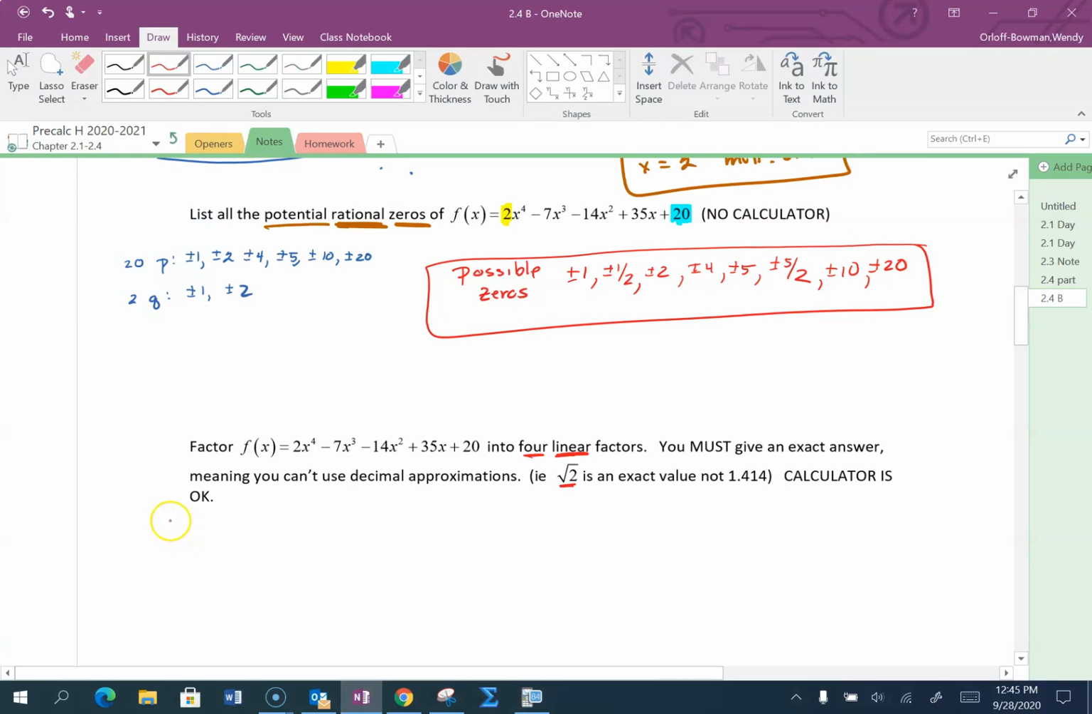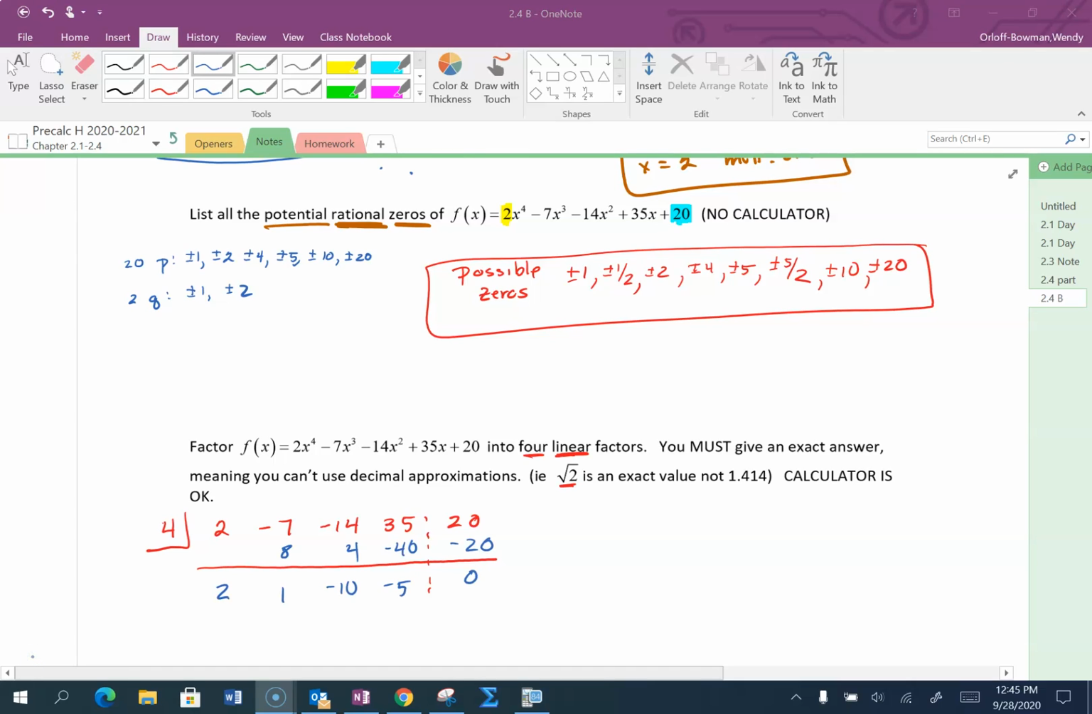So I'm going to start my synthetic division with 4. I'm going to confirm that I don't need a placeholder. And now I'm going to have you pause the video because I'm not going to walk through any more synthetic division with you. So go ahead and do this. Okay, so I did get that 4. It confirmed it.